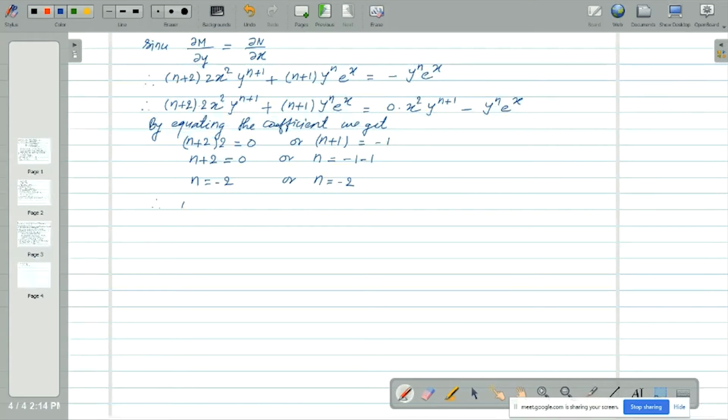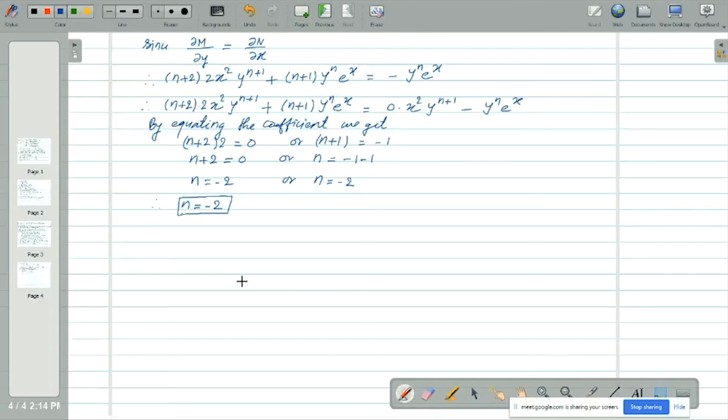Therefore n equals minus 2. So we find n. We got n equal to minus 2. Is this correct? Yes or no? Yes, sir. So n equal to minus 2.